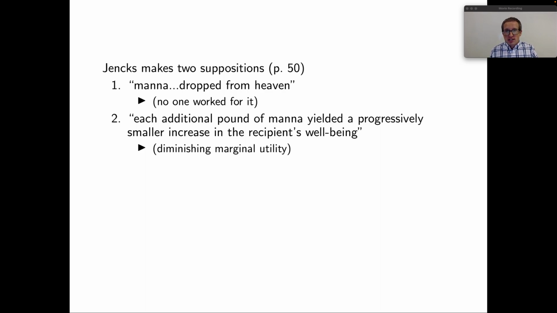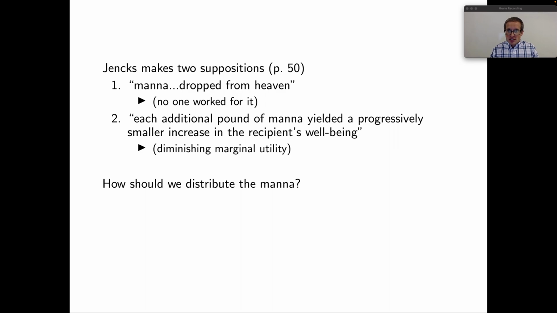So given only these two suppositions, he then argues that we can make a reasonable argument about how we ought to distribute the manna in this case to maximize well-being. In fact, what we ought to do is take from the person who has a lot of manna and give it to the person who has very little, because reducing a little bit of your large amount of manna at the top only harms your well-being a little bit. But giving a little bit of manna to someone who has almost none at all is really beneficial to them.